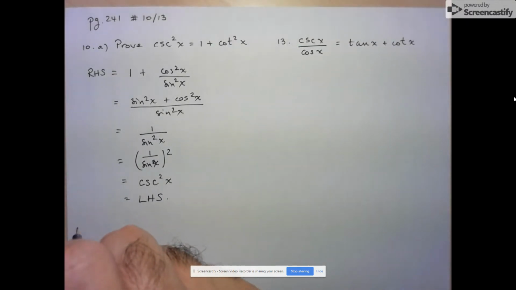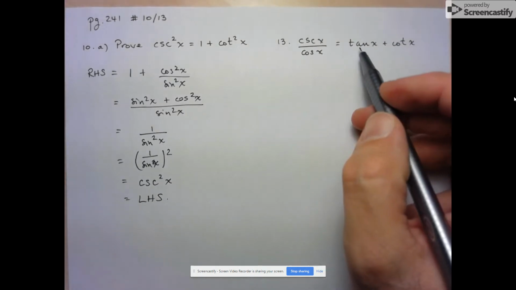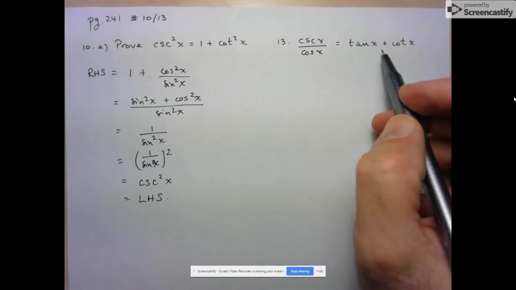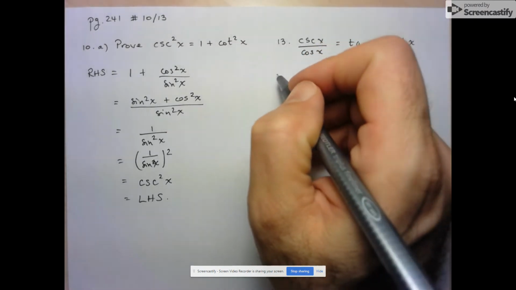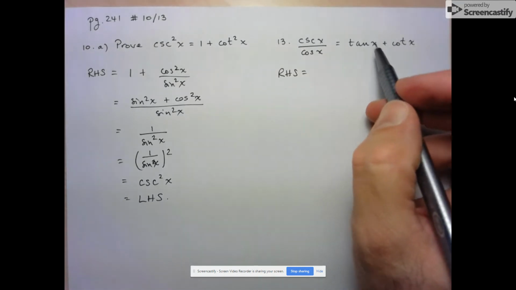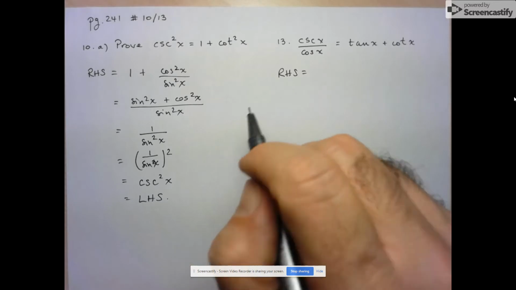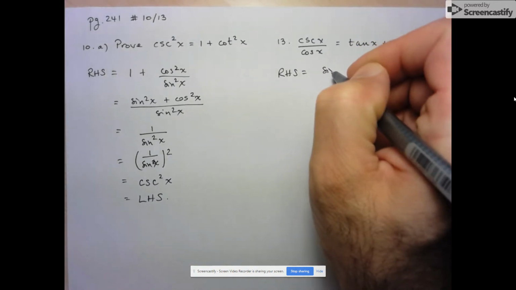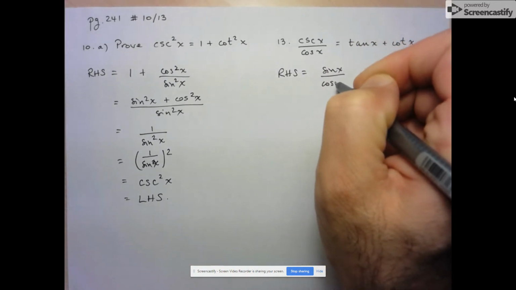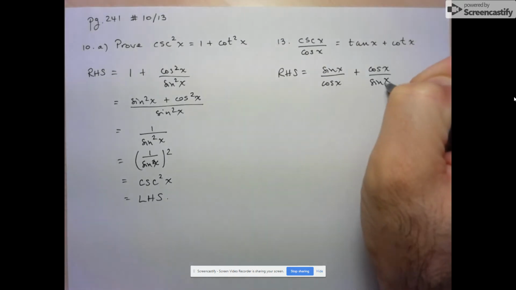And so now if we move on to the other one, I'm going to do something similar. I'm going to take what seems to be the more opportune side, which is again the right-hand side, and I'm going to write everything in terms of sine and cosine. Okay, I'm also encouraged by the fact that there's this cosine in the denominator. So let's do that here. So we've got sine x over cos x plus cos x over sine x.